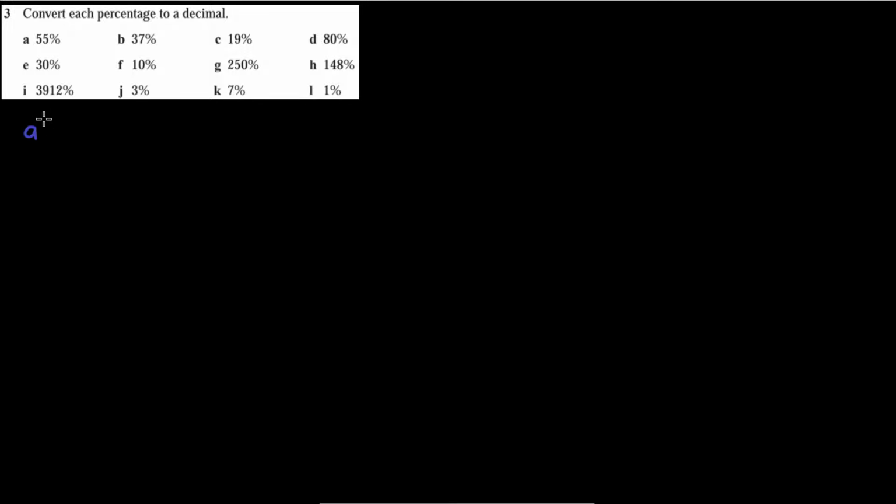So if we look at A, we've got 55%. One way you could convert this to a decimal is just put that in your calculator, 55 and then the percent sign. You may have to push Shift and then another button on your calculator, and if you do that, you'll get 0.55.